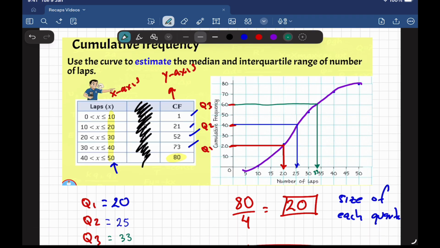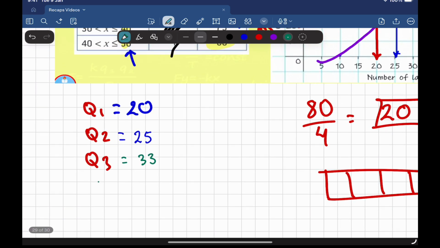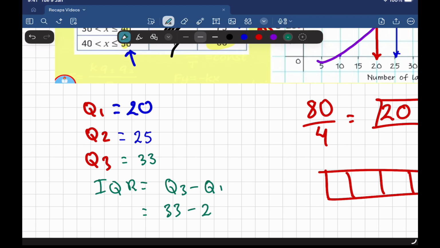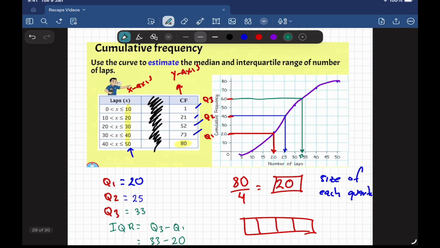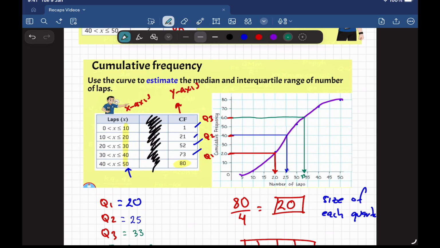Okay, so when the statement says estimate the median, 25 is Q2. Then find the interquartile range. Remember, the interquartile range is Q3 minus Q1. This means that for this estimation it is 33 minus 20. So for us, this is 13. This is how we can draw the cumulative frequency curve and use it to estimate Q1, Q2, Q3. And remember, this is an estimation, okay?